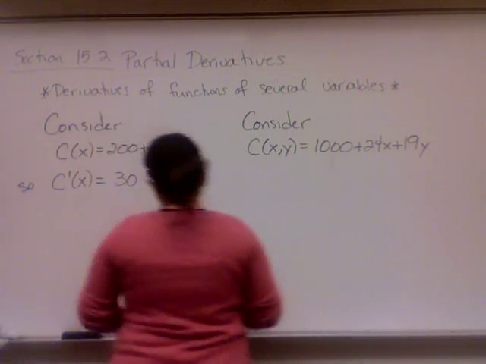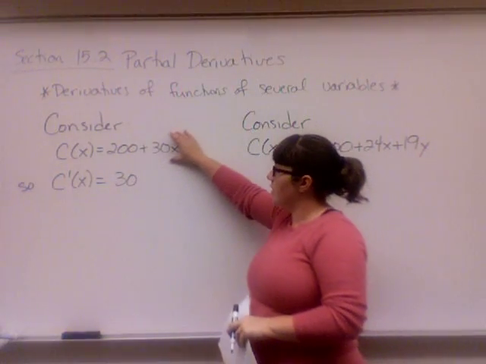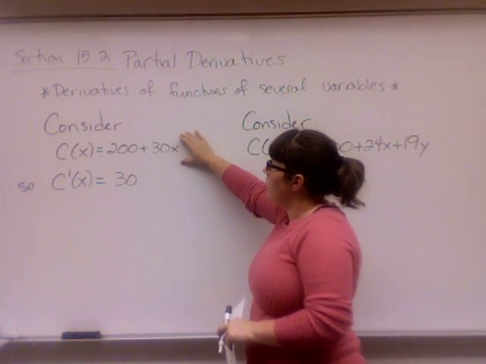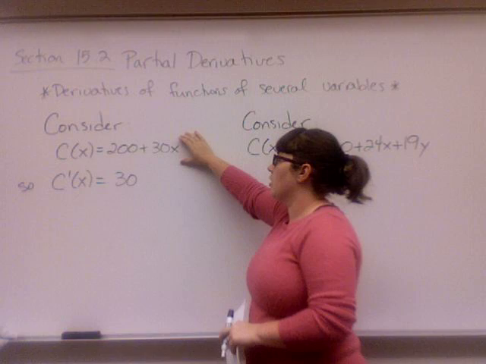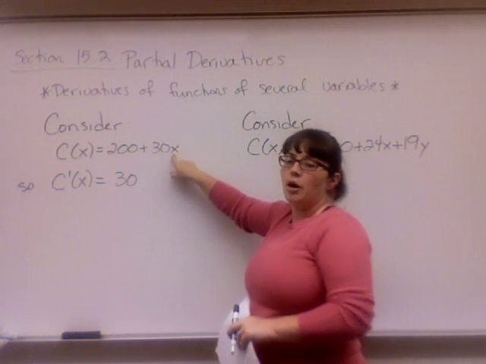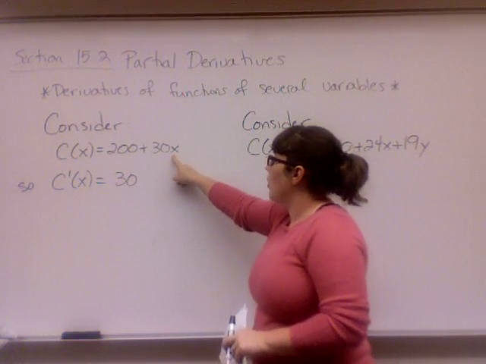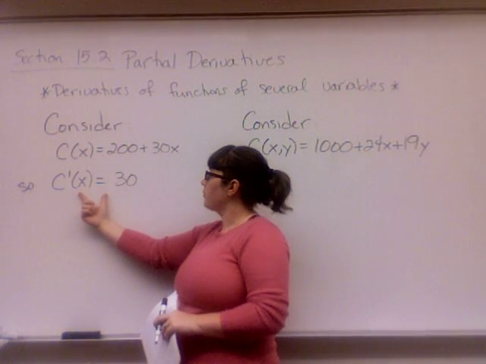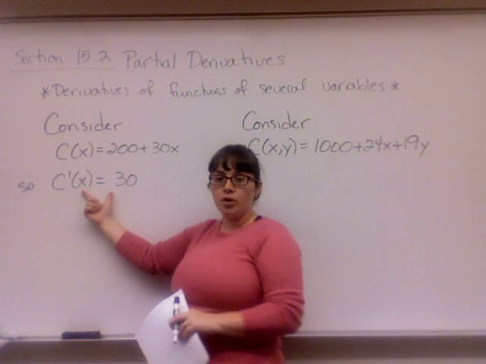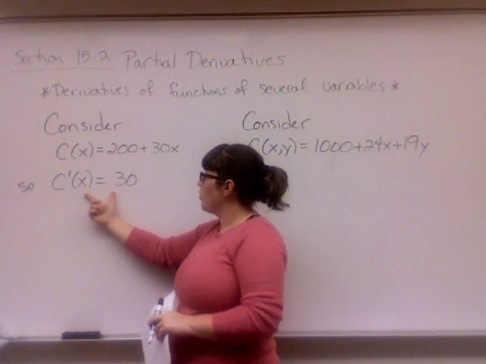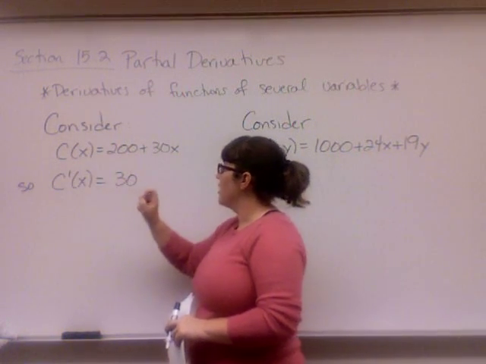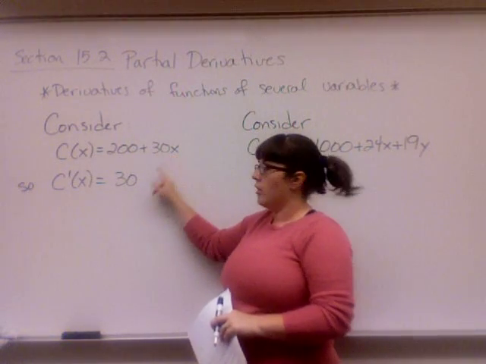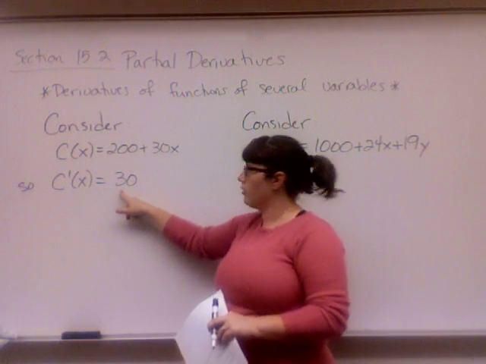In order to motivate why we would think about doing this, let's consider an example first. Consider the following cost function, c of x equals 200 plus 30x. Say it represents the cost to produce x number of some kind of product. I can think about the derivative here, c prime of x, which is 30. This derivative is called the marginal cost, and it represents how the cost changes as x changes. So if x were to increase by 1, the cost would increase by $30.